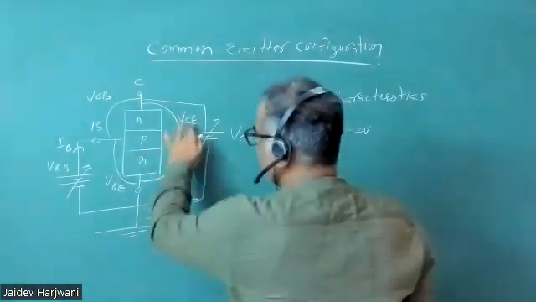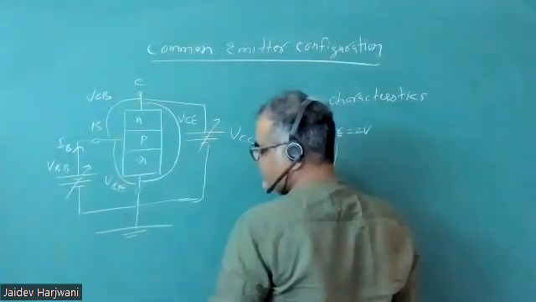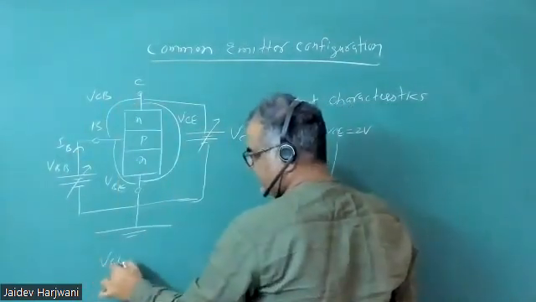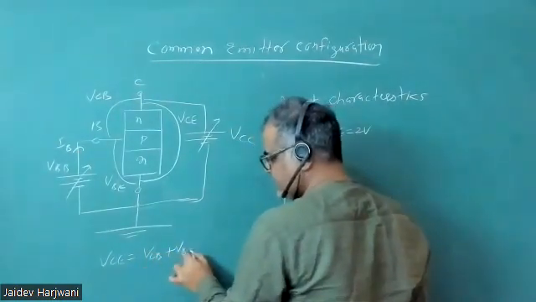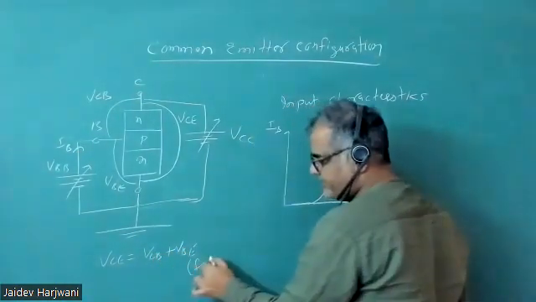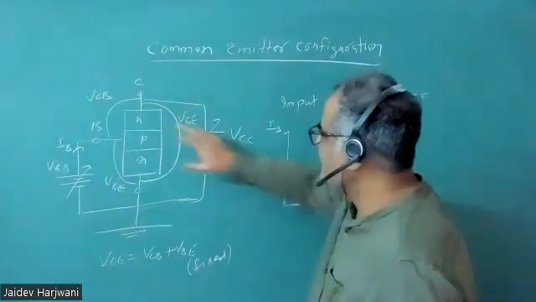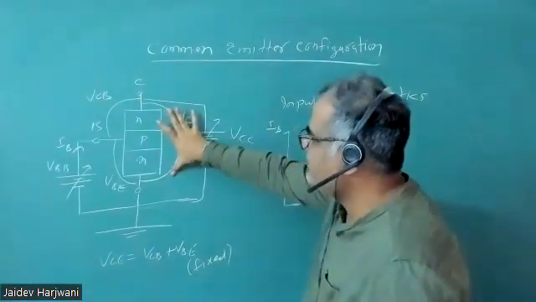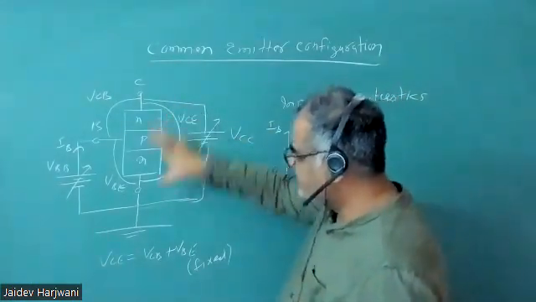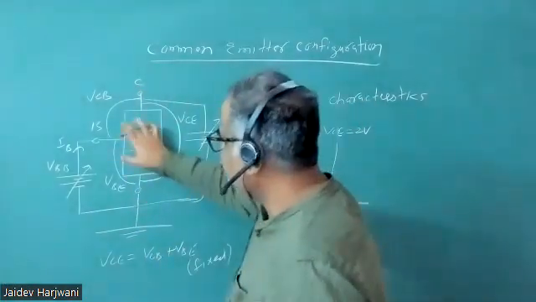Now once I increase the VCE, that means automatically I'm increasing VCB, because VCE is VCB plus VBE. Now this VBE is almost fixed. That means whenever I increase the VCE, I increase the battery, and VC will increase here. When VC increases, since VC is equal to VCB plus VBE, your VCB will increase. That means the reverse bias increases.